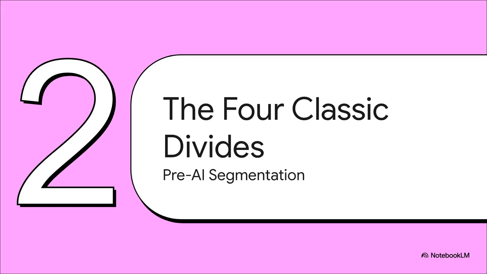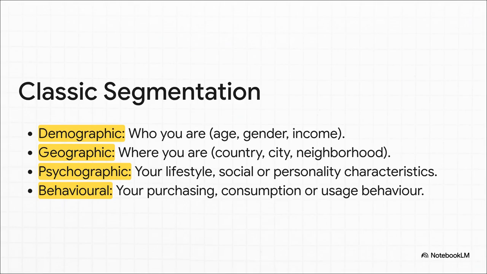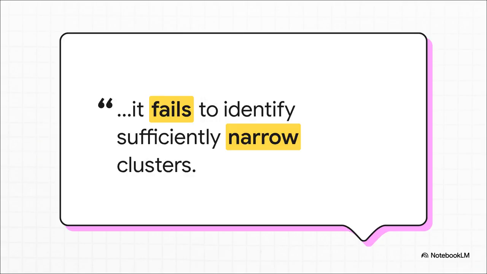So you got to wonder, before we had all this data and fancy AI, how did they even do this? Well, they relied on 4 classic ways to slice up the market. These were the absolute workhorses of marketing for decades. You've got demographic, which is the easy stuff, right? Age, income, things like that. Geographic, which is just where you live. Then it gets a little more interesting with psychographic, which tries to figure out your lifestyle and values. And finally, behavioral, which looks at what you actually do, what you buy, how often, and if you keep coming back.